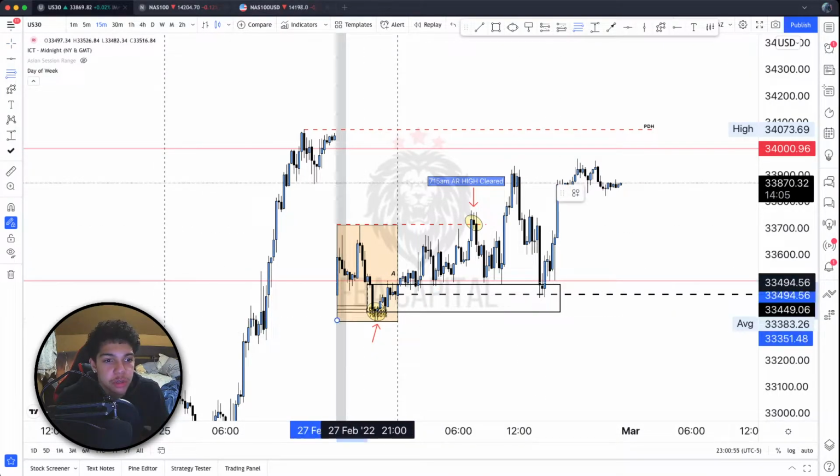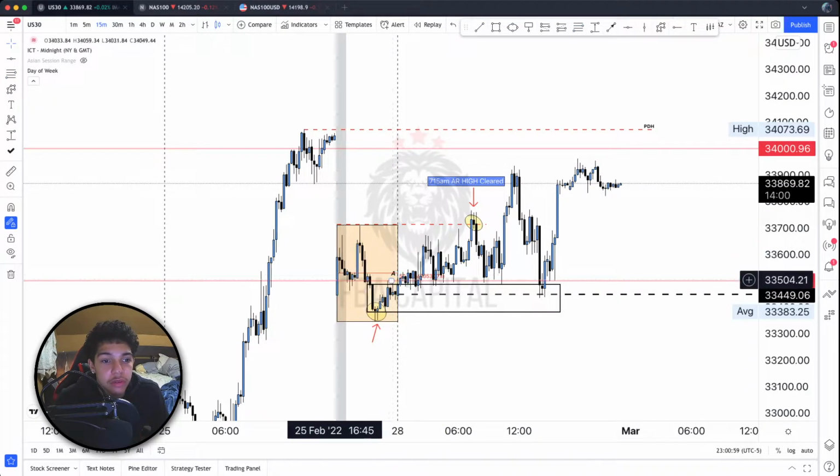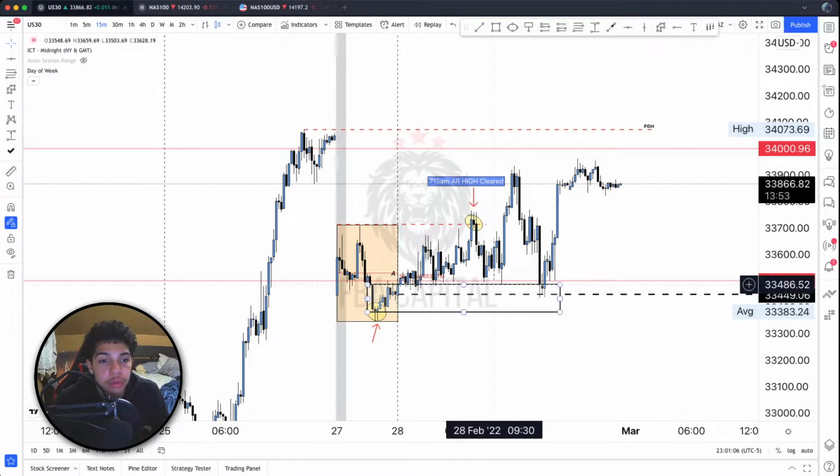Let me also get the 50% of this Asian session range, just like this. So now you see we have this 50% right here. We have the 33,500 area right here. We also have this bullish 1 hour and 30-minute order block right here.